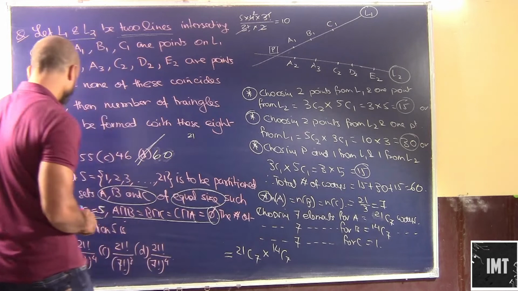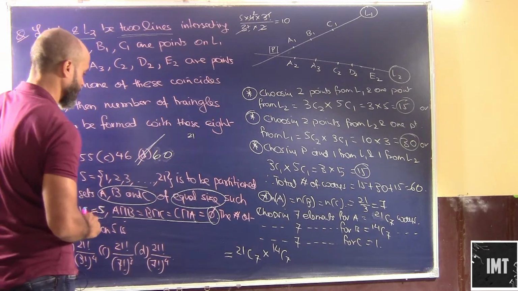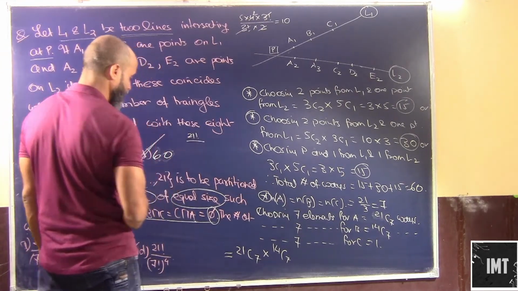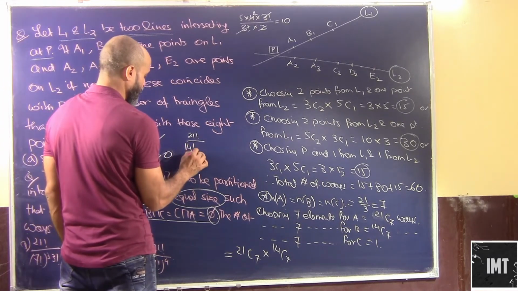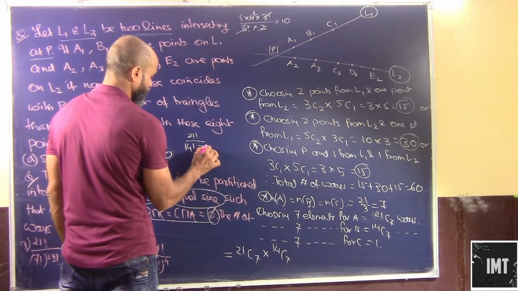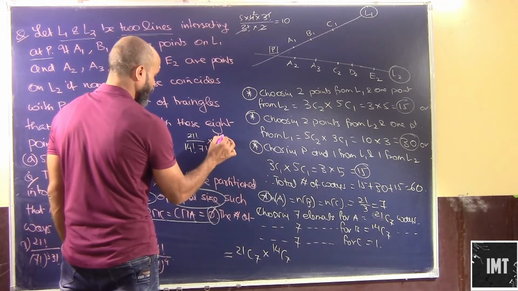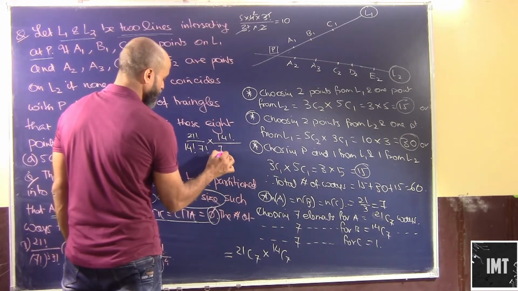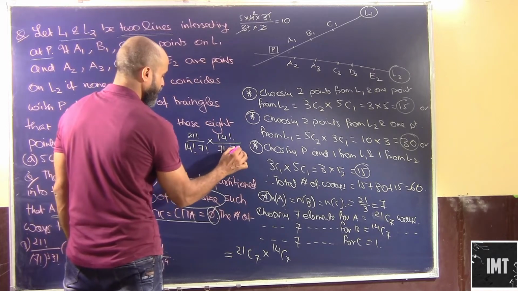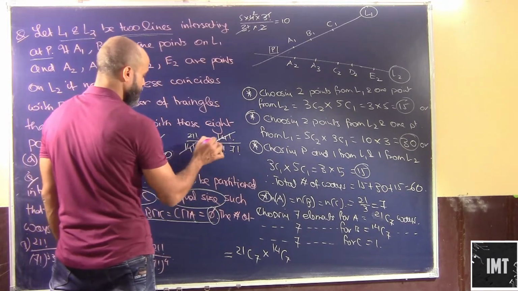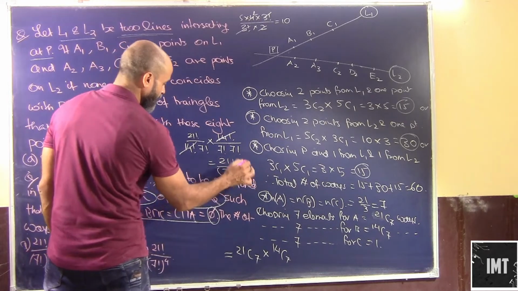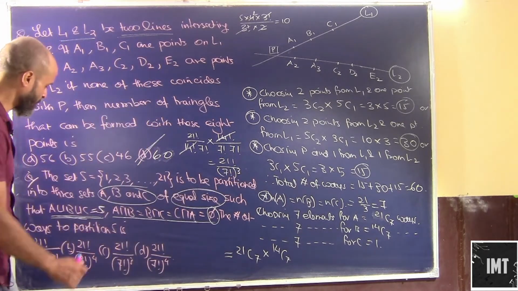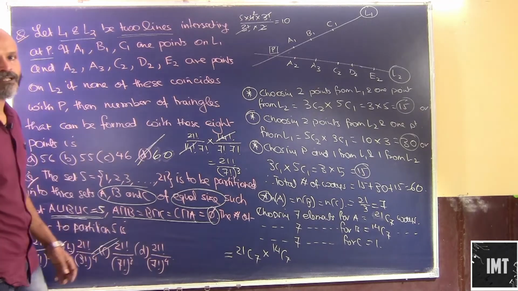So what answers do we have? In each one there is factorial 21, so let's keep factorial 21 as common. 21 minus 7, that's basically 14 factorial into 7 factorial. Into we have 14 factorial upon 14 minus 7, that's 7 factorial, and again 7 factorial. So this and this get cancelled. This is 21 factorial upon 7 factorial raised to 3. This will be the correct answer.